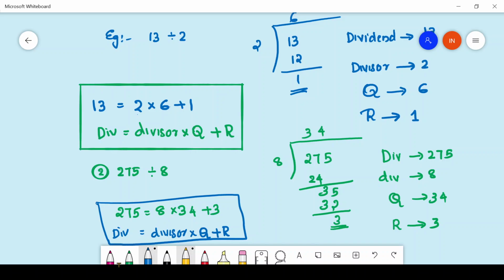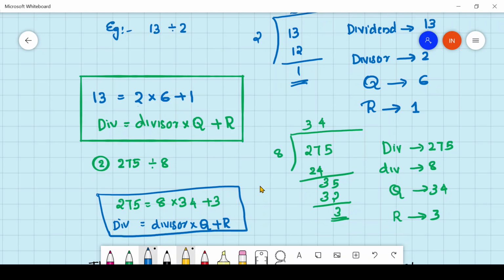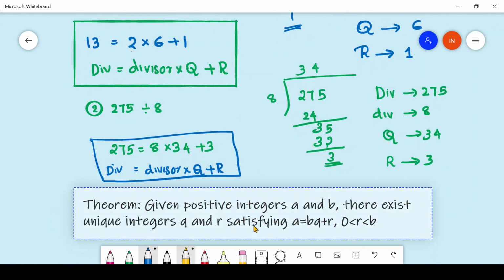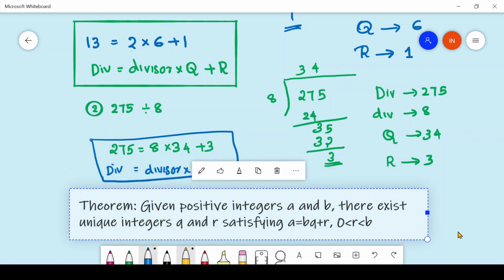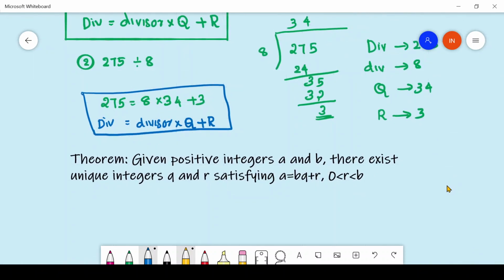So now we are moving into the definition of Euclid's division lemma. So this is the definition. Given positive integers a and b, there exist unique integers q and r satisfying a is equal to bq plus r, where 0 is less than or equal to r, which is less than b. Okay, so what does it mean? We can take a and b as the two integers, that is the dividend and the divisor.